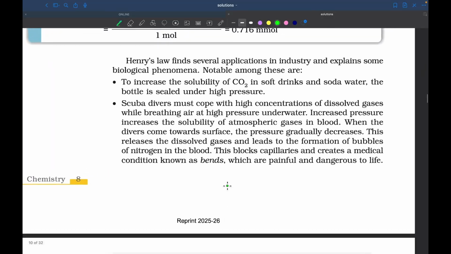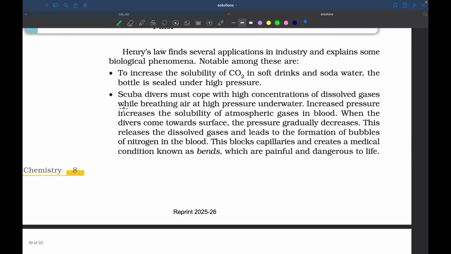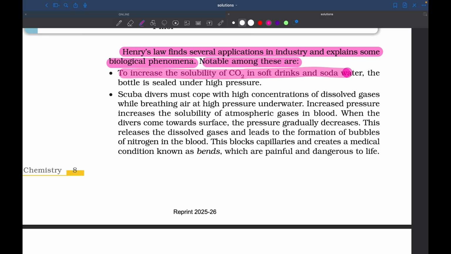Right? So here are some applications of Henry's law. 4-5 are given, just we'll go through it. Henry's law finds several applications in industries and explains some biological phenomena. Notable among these are: to increase the solubility of CO2 in soft drinks and soda water, the bottle is sealed under high pressure. High pressure, amount of gas dissolved is higher.